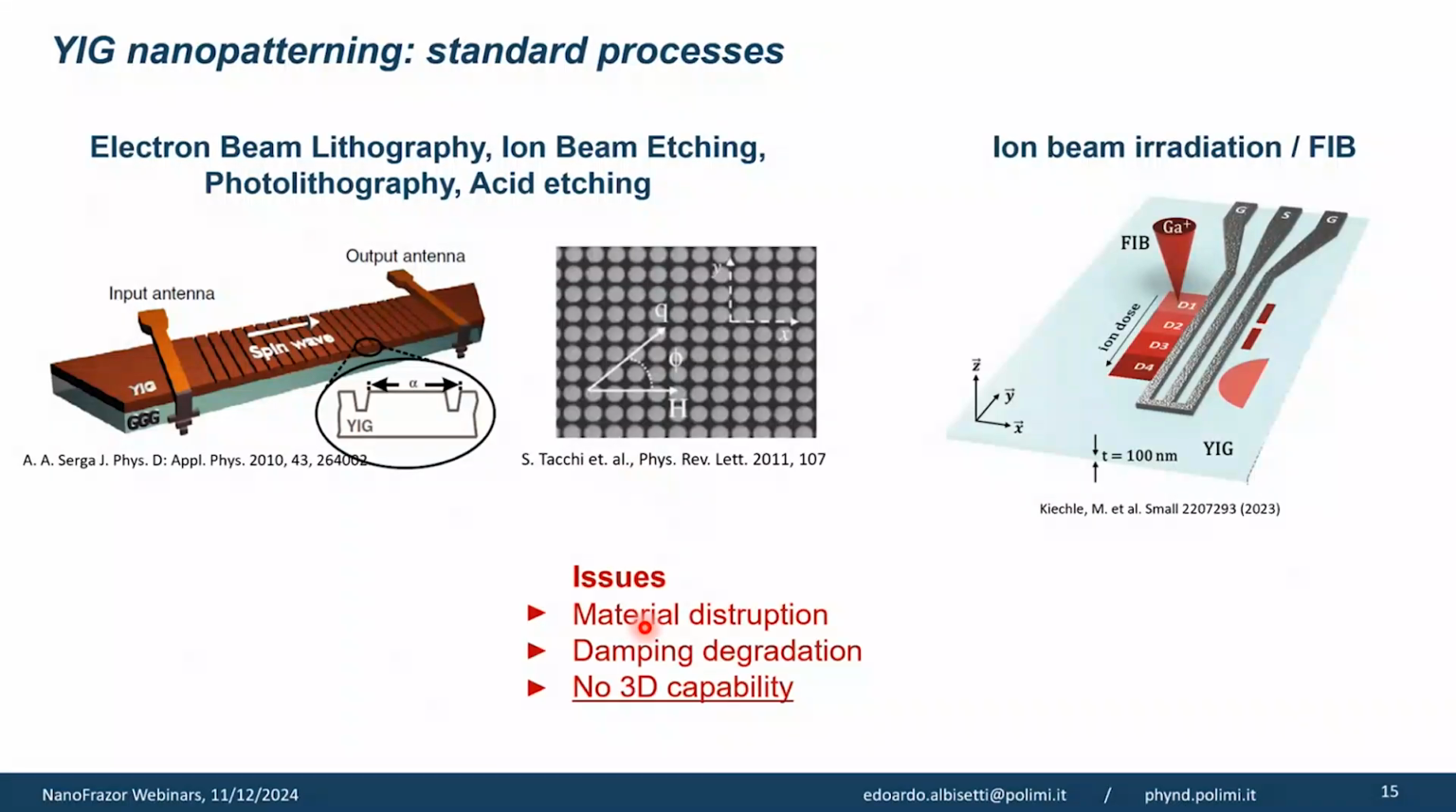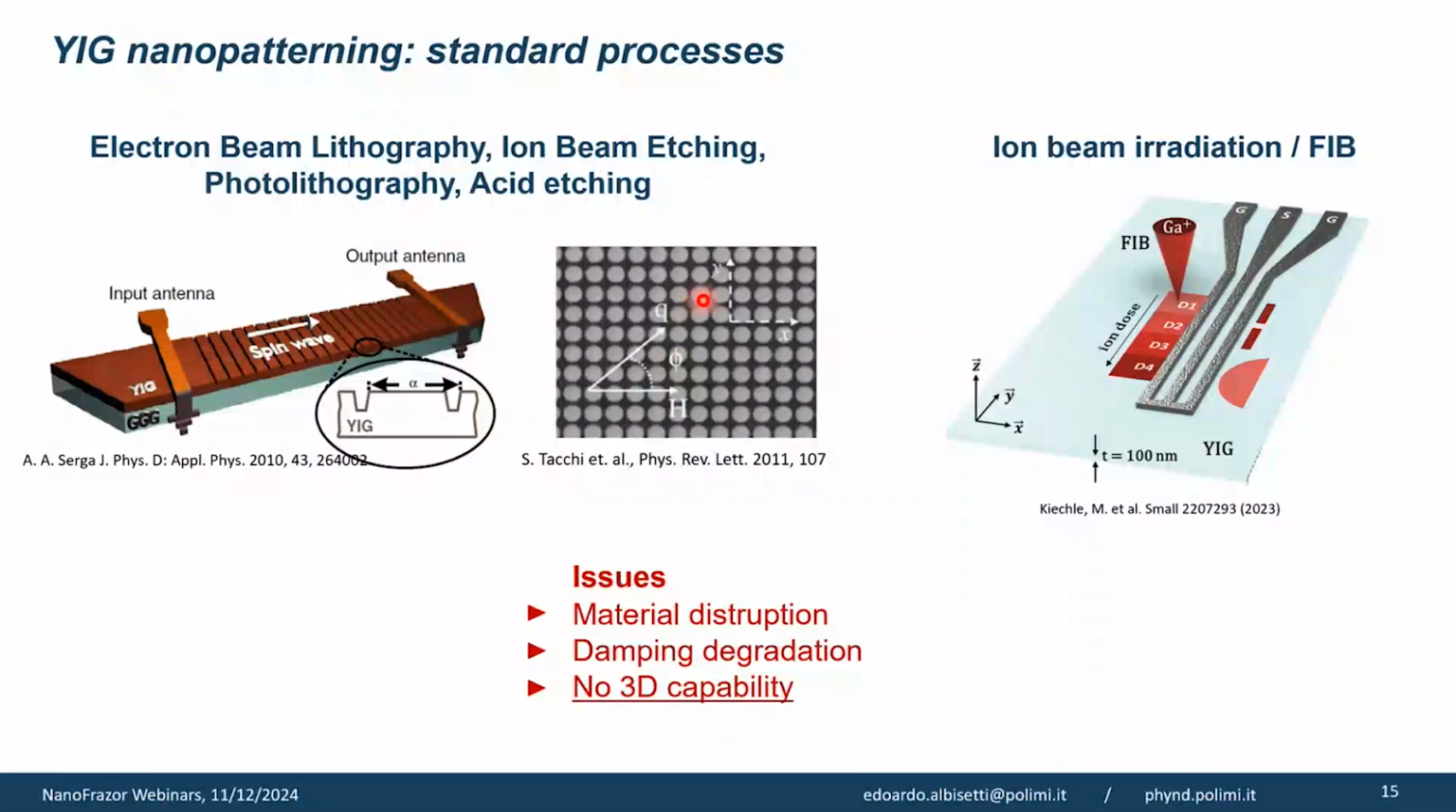So conventional fabrication for YIG uses the usual techniques that are also used for metals and in the microelectronics industry: electron beam lithography, ion beam etching, photolithography, wet etching to create physical structures within the material, or more recently, ion beam irradiation that directly modifies the material by irradiating with high energy ions. But both these techniques have some disadvantages. They locally usually destroy the material, especially photolithography and electron beam lithography, because you're basically removing the material.